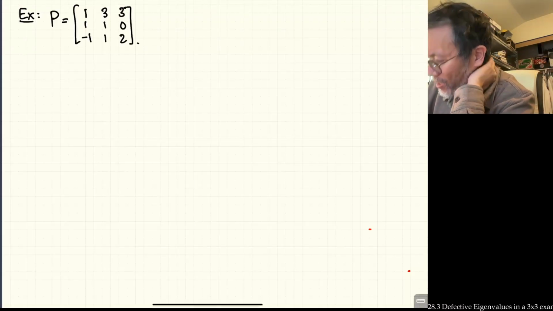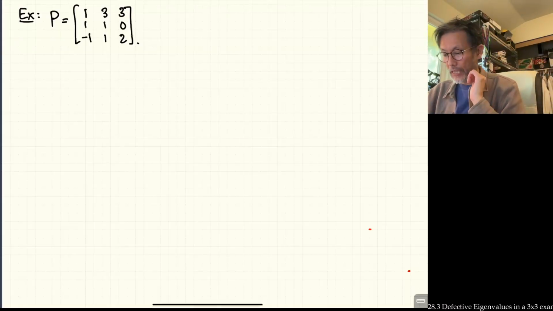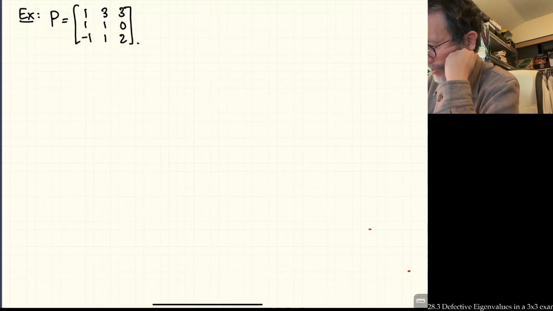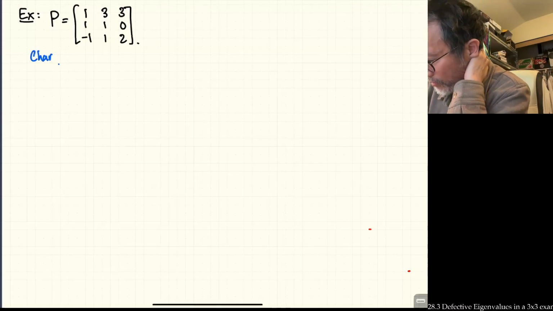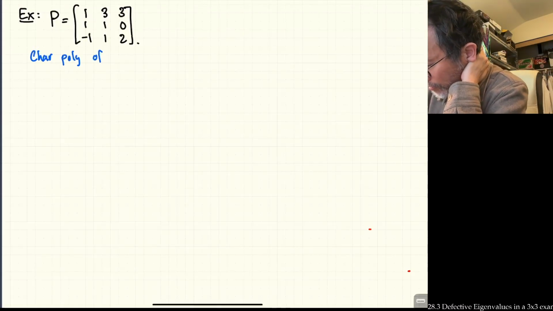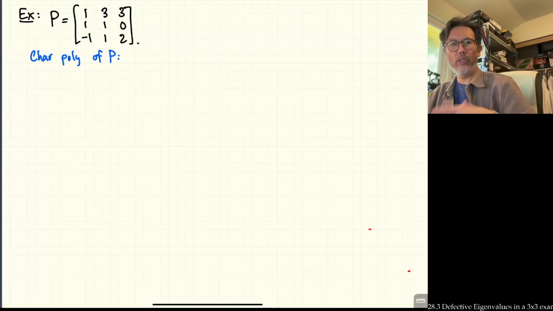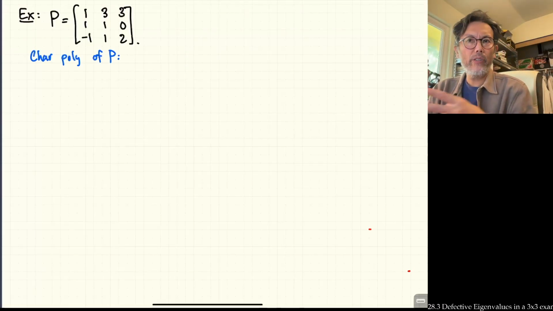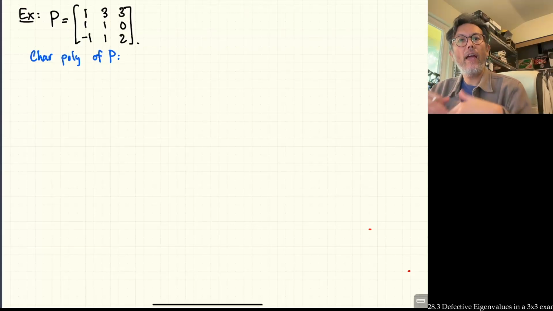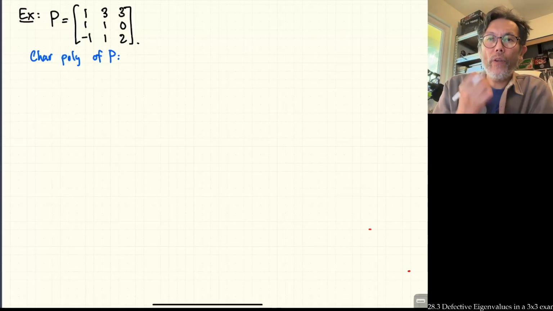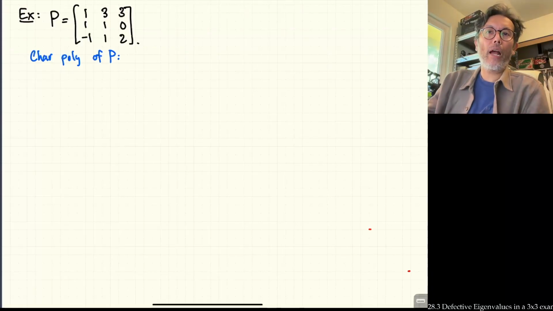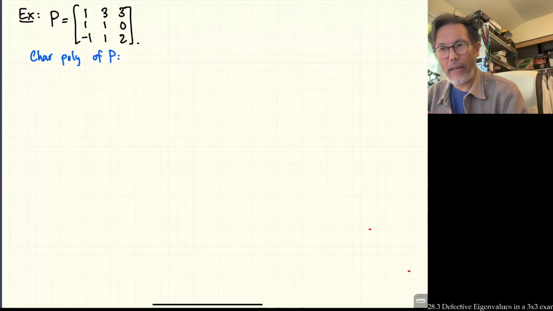Okay, so we're going to begin by finding the characteristic polynomial. So I'm just going to do the linear algebra side of things. I'm going to find the eigenvalues, eigenvectors, and all of that business first, and then we'll analyze what the information that we get tells us about solutions to x prime equals Px. That's our ultimate goal after all.